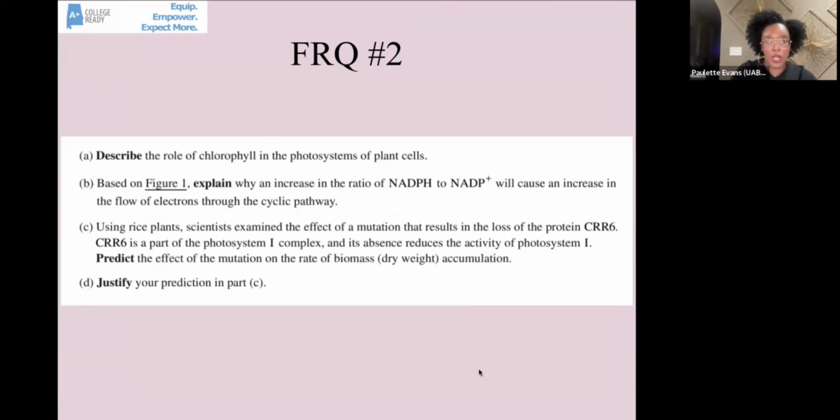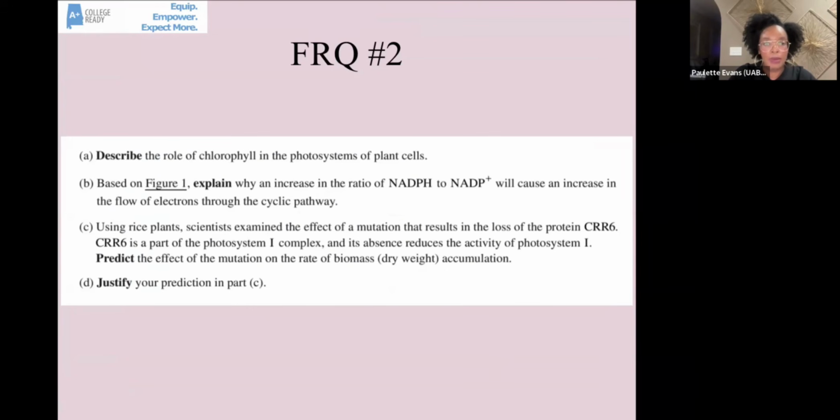So here are the questions that go along with free response question 2. A, describe the role of chlorophyll in the photosystems of plant cells. B, based on figure 1, explain why an increase in the ratio of NADPH to NADP plus will cause an increase in the flow of electrons through the cyclic pathway.